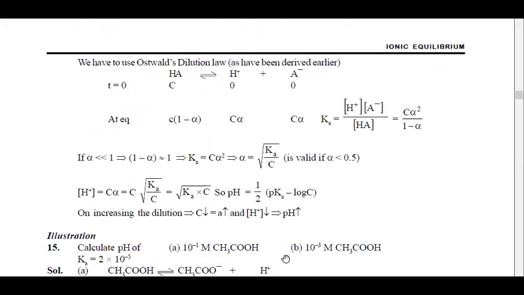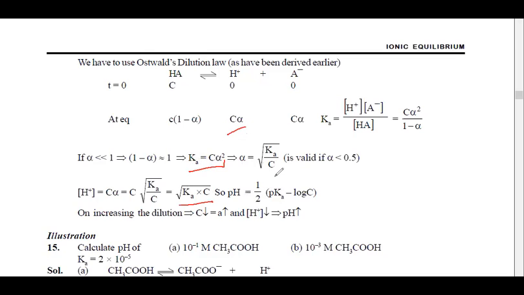Yes or no? We derived this in the last class. If we have a weak monoprotic acid, then we can use Ostwald's dilution law. By ignoring alpha, we can say that Ka is equal to C alpha square. Then alpha is equal to root Ka by C, and the concentration of H plus is C alpha, so it will be root Ka into C. Then take the log, and you get pH.